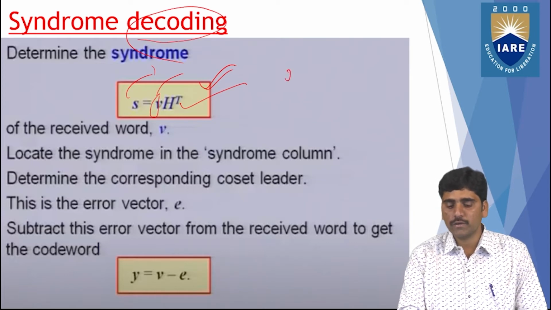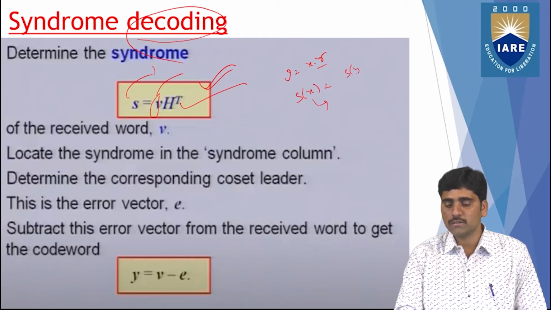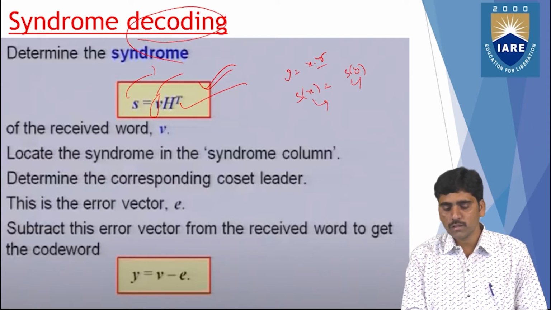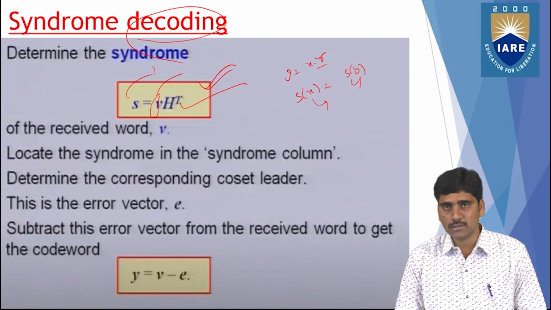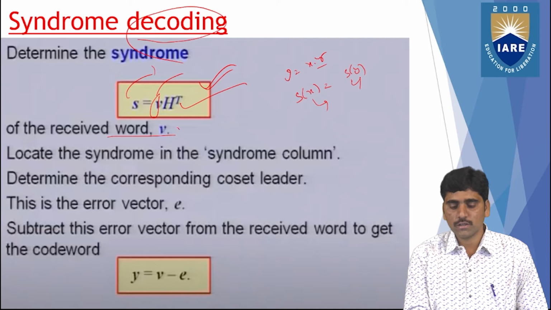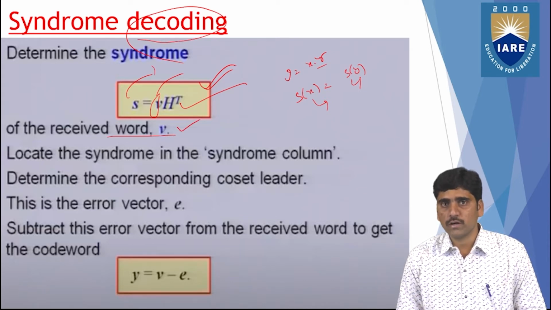That vector may be V equals X comma Y, you can take. So S of X is the syndrome with respect to the X vector, and S of Y is the syndrome with respect to the vector Y. Like that, you can identify this syndrome first. To decode the syndrome, we have to identify the syndrome first, so that of the received word V automatically. So to decode that syndrome, what do we need to do?